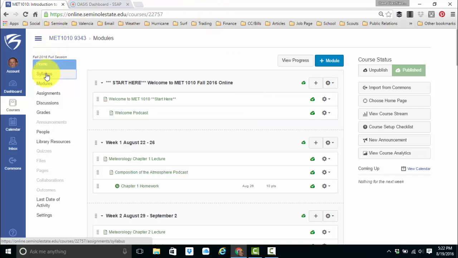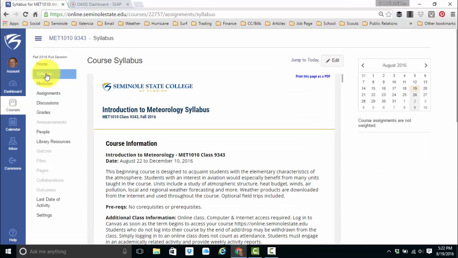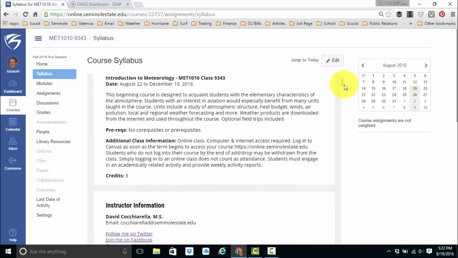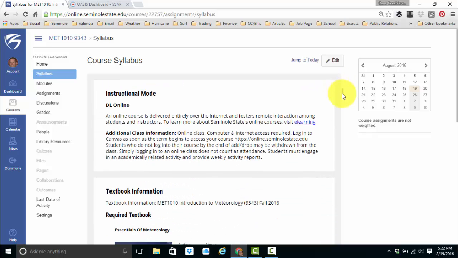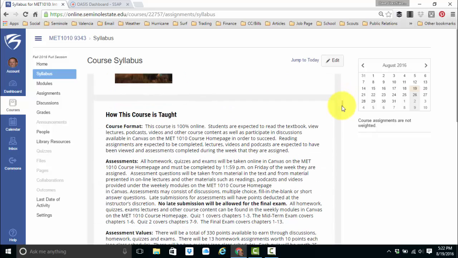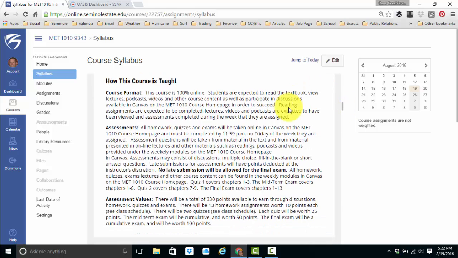The syllabus is a standard syllabus from Seminole State College. They're all going to look pretty much the same. There are some differences in each course based on your instructor and the course structure. So we're going to go through that very quickly. Most of this is boilerplate: course information, prereqs, my information, and this is where you can follow me in all the different interwebs. And then instructional mode. For this particular class, it's online. Yours may be hybrid. Textbook, of course, and we're talking meteorology, but it could be an oceanography class or earth science. And then how this course is taught.